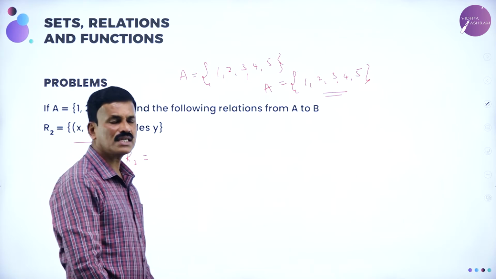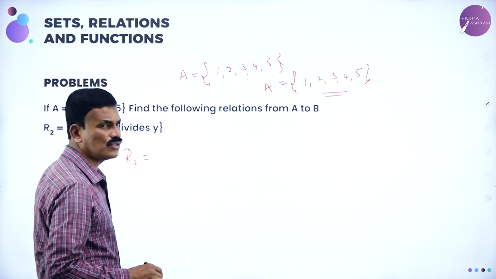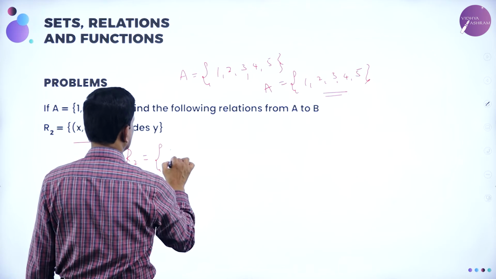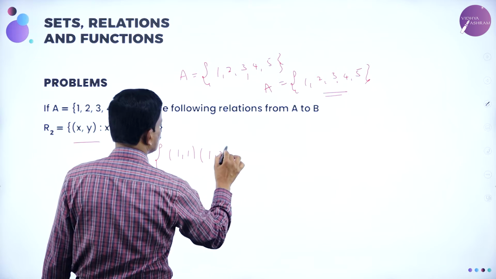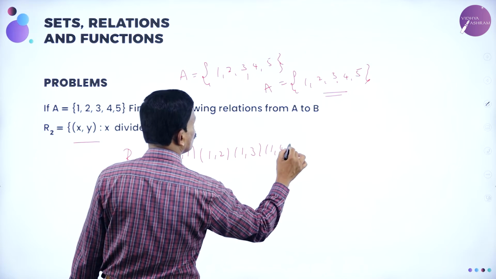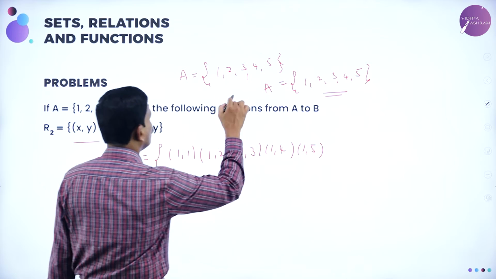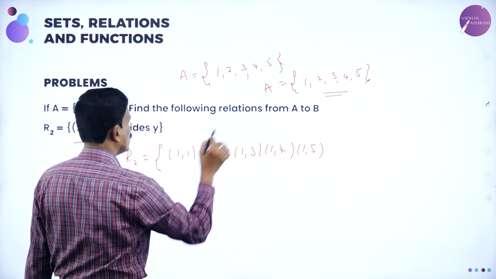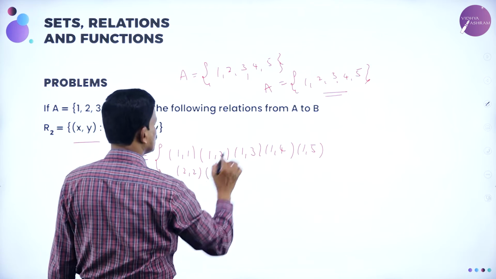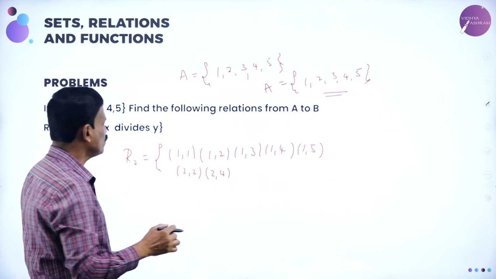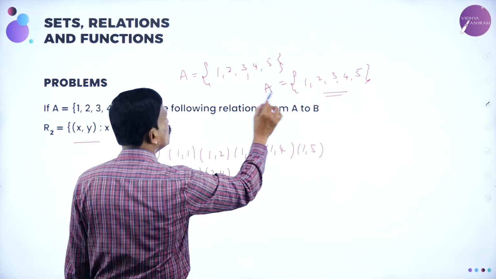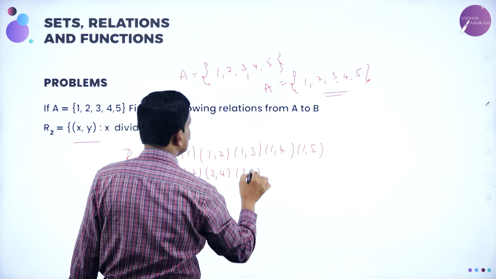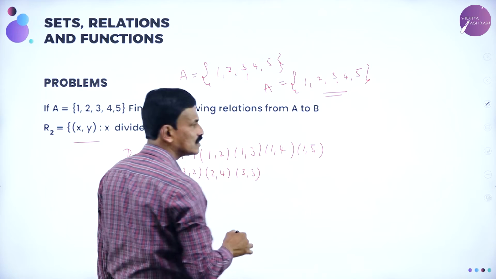Now, what is the condition given? X divides Y, so the second element is divisible by the first element. So 1 comma 1, we can take, 1 divides 1, 1 divides 2, 1 divides 3, 1 divides 4 and 1 divides 5. Now take 2. 2 will not divide 1, 2 divides 2, 2 will not divide 3, 2 divides 4, since 4 is divisible by 2. Similarly, 2 will not divide 5, leave them. 3 will not divide 1 or 2, 3 divides 3, 3 will not divide 4 or 5.